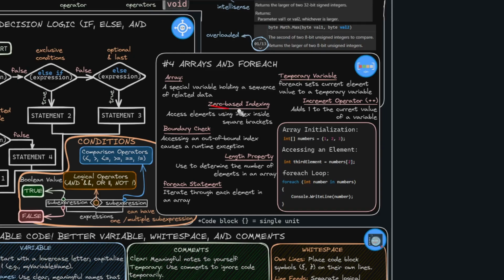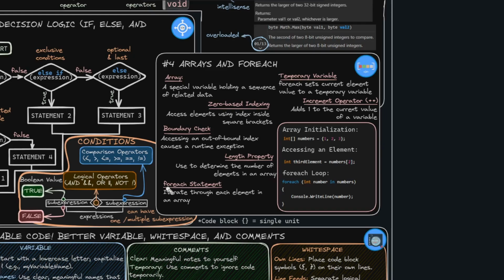Zero-based indexing. Arrays use zero-based indexing. This means the first element is at index 0, the second at index 1, and so on. Boundary check. Always be careful not to access an index outside the array's boundaries. Doing so will cause a runtime exception, like trying to open a locker that doesn't exist. Next one is the length property. Use the length property to find out how many elements are in the array. It's like checking how many lockers are in the row.